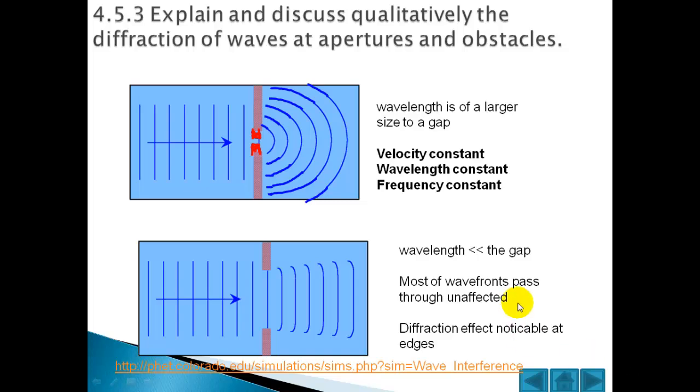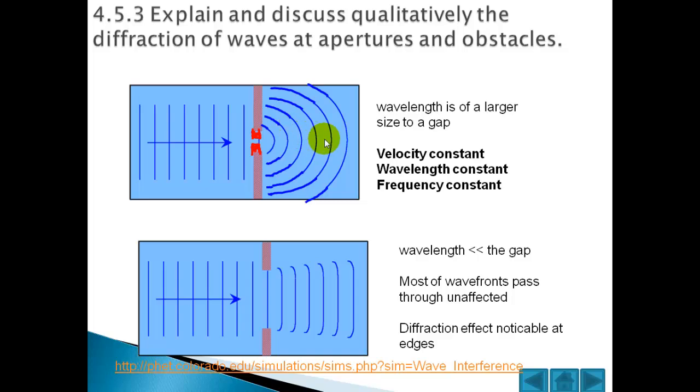Let's take the first case. We have a fairly long wavelength compared to the size of the aperture. So the wavelength is of a larger size than the gap, the aperture. If you were to sketch these, you should know that since the medium is the same, the velocity will be constant, the wavelength will be constant, and the frequency will be constant.